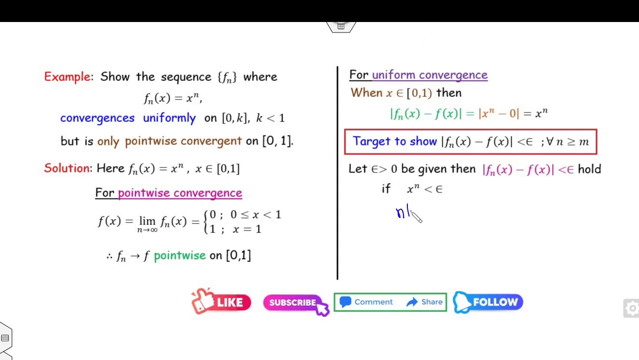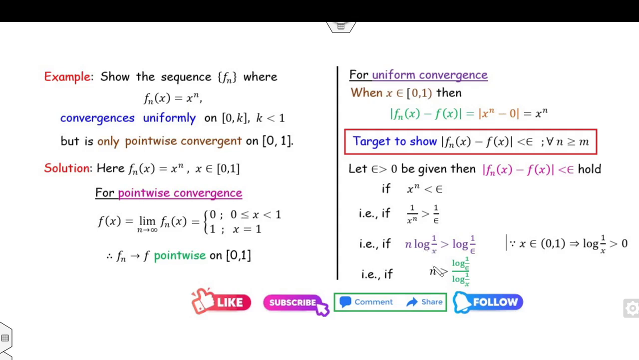So I can take the logarithm on both sides: n log x is less than log epsilon. So can you find the value of n? Now clearly x lies between 0 and 1. So what is the value of log x? It is less than 0. Fine. This number is negative. So if you take this negative quantity to the right hand side, the sign must be greater than. So n must be greater than log epsilon over log x, and the negative will be removed.